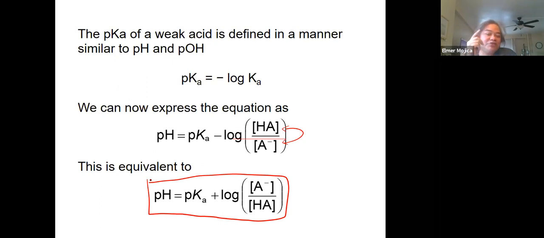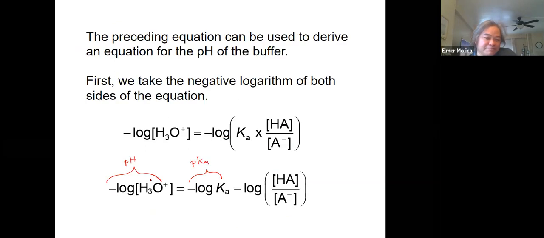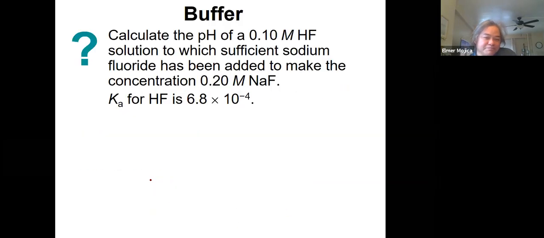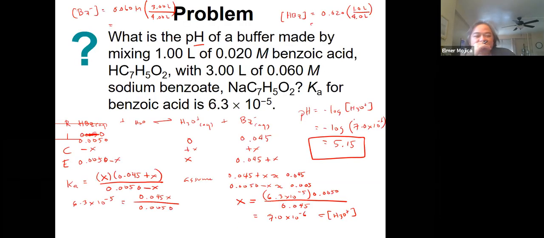Now let's try to use it in our previous problem. This one. I want you to remember the 5.15. I'm just going to clean it up. Oh, I didn't clean it up. So I'm going to go back again.